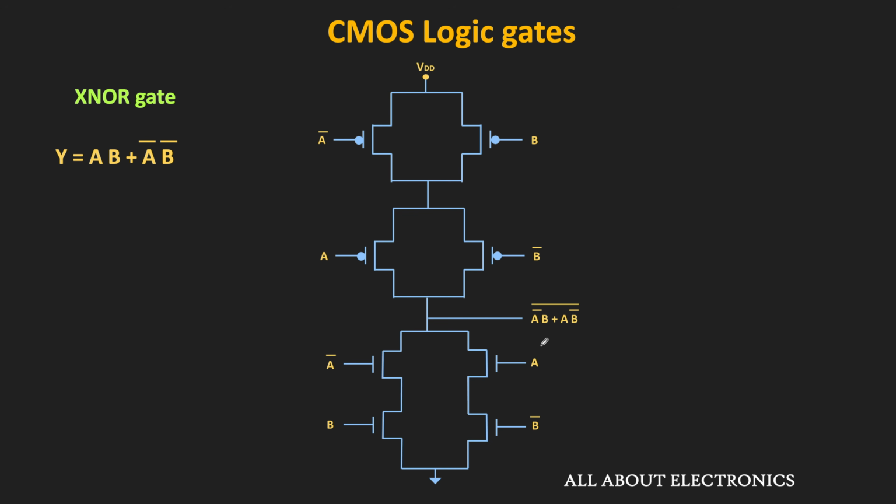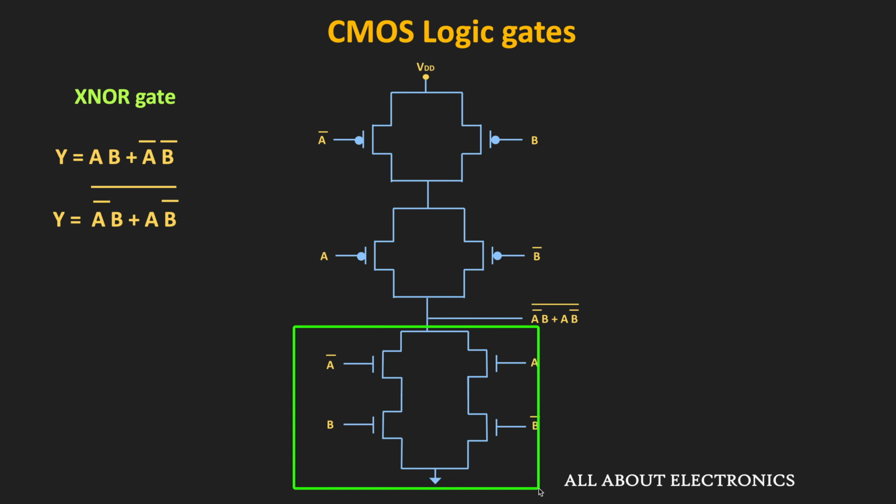So for the XNOR gate, if A and B are the inputs, then its output Y is equal to A dot B plus A bar dot B bar. Or in other words, it is the complement of the XOR gate. So we can write it as A bar B plus A dot B bar, whole bar. So for the given expression, this is the NMOS implementation.